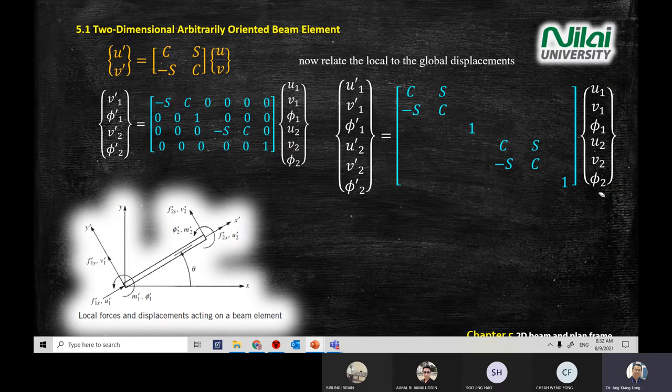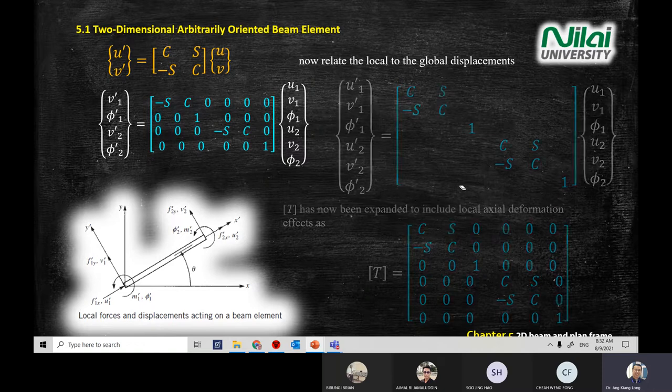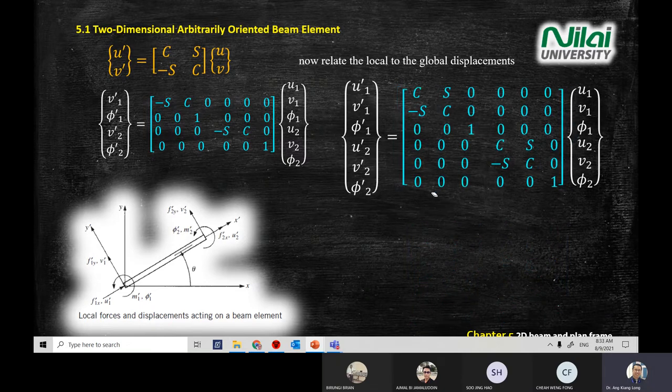This one without the prime means global, this one is element. So this one is the conversion vector. Standard also. We call it T transpose, to link up the local and the global. We will see one example later on. Then everything will make sense.